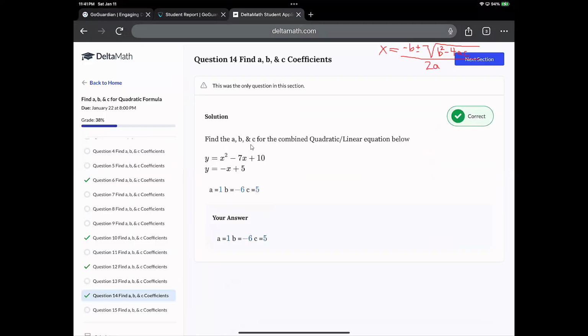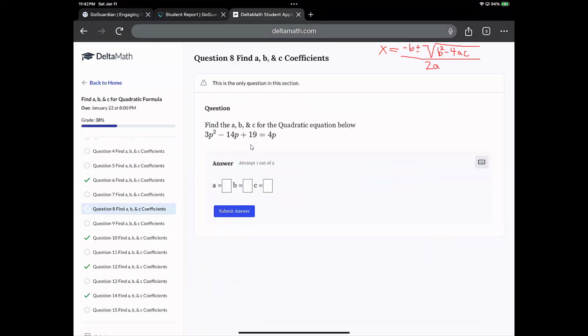Okay, I'm going to do one more. Let me see. Jump around, jump around. All right, here's one. Same thing that we've been doing. Let me take a quick picture.